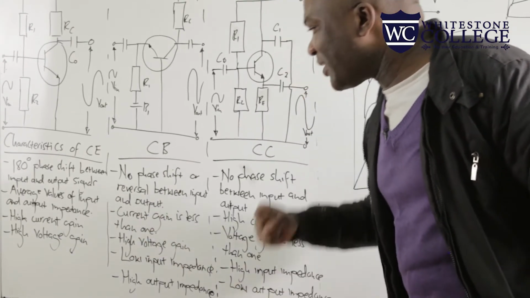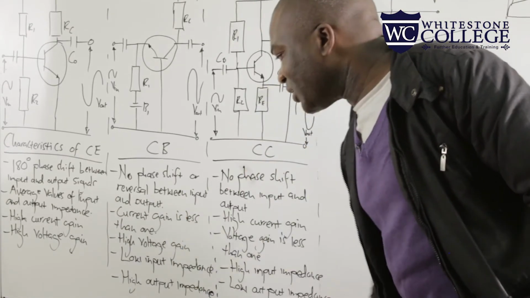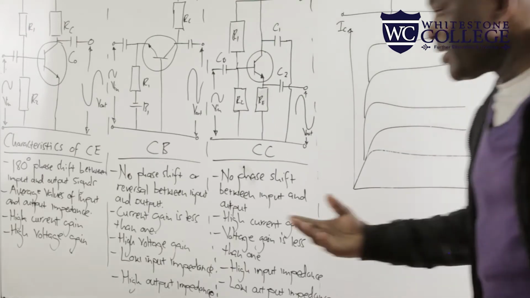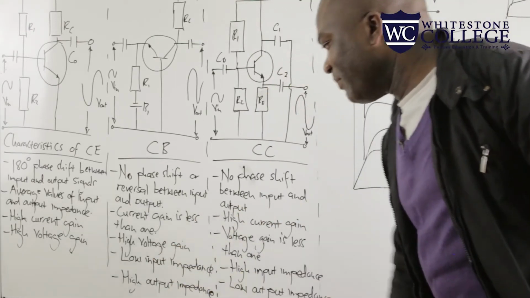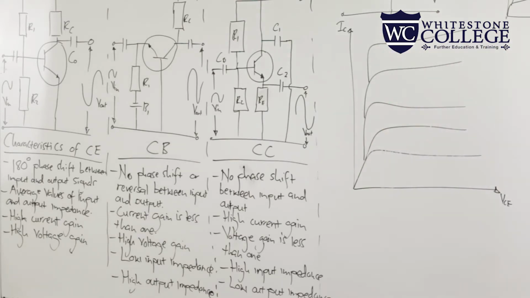Then it also has a high voltage gain and it has low input impedance. Impedance, remember, is just the same as resistance. Then it has high output impedance. So these are characteristics of a common base configuration.